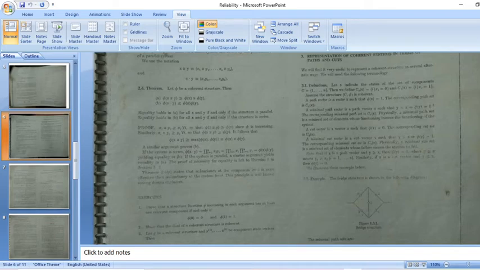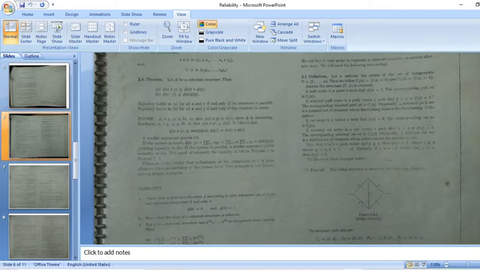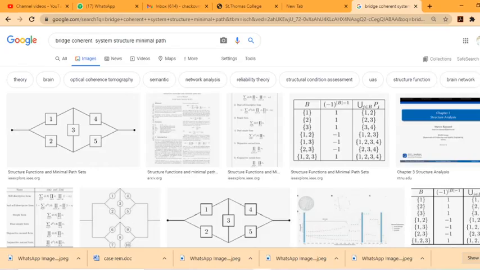Dear students, today we are discussing bridge structure. Have you seen the bridge structure in this slide? I think you can see the bridge structure now. I will show you from Google. Yeah, this is a best example of bridge structure.